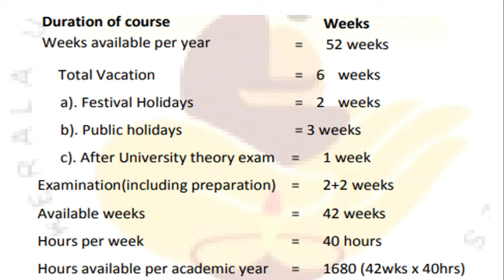Among the 6 weeks, the festival holidays will come around 2 weeks, public holidays around 3 weeks, and after the university theory examination we have to give 1 week. So 2 plus 3 is 5, 5 plus 1 is 6. So total 6 weeks of vacation. Then examination, including the study leaves or preparation holidays, is around 2 weeks plus 2 weeks. So 2 weeks for the exam and 2 weeks for the preparation.